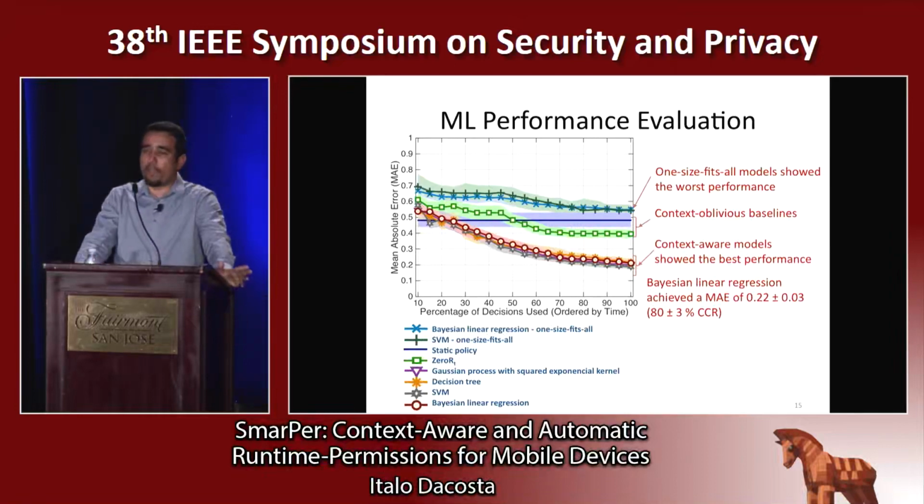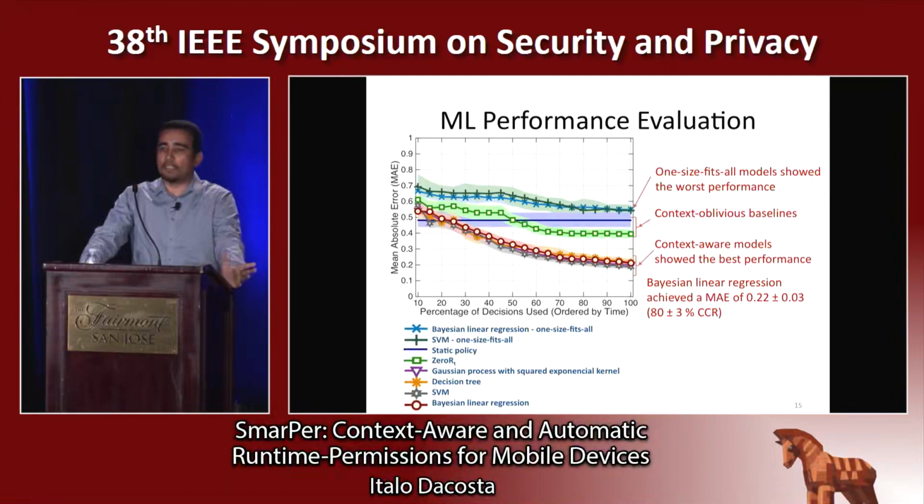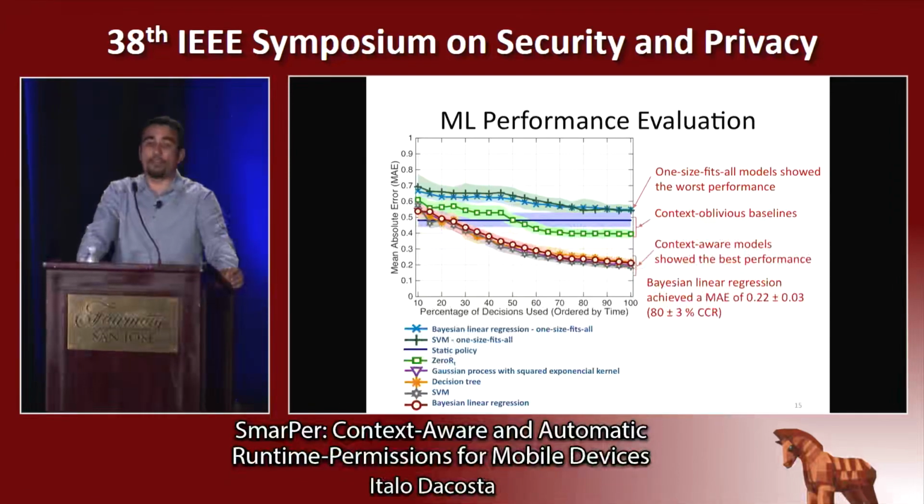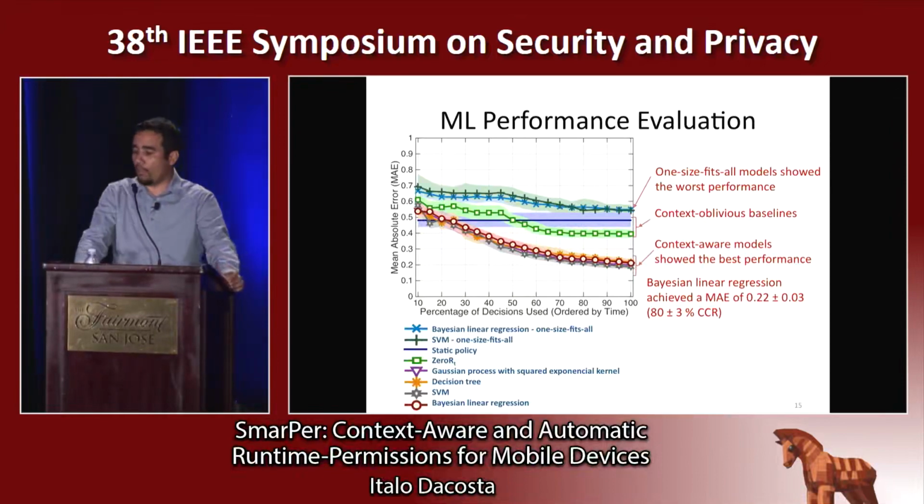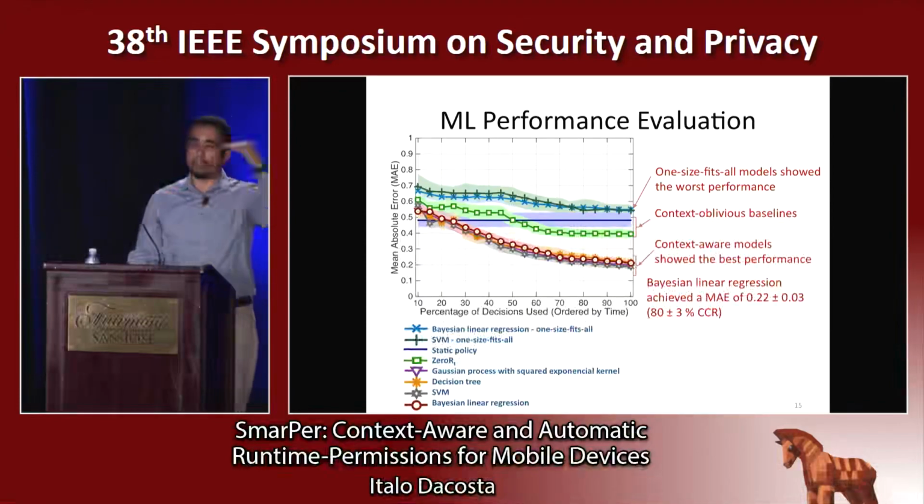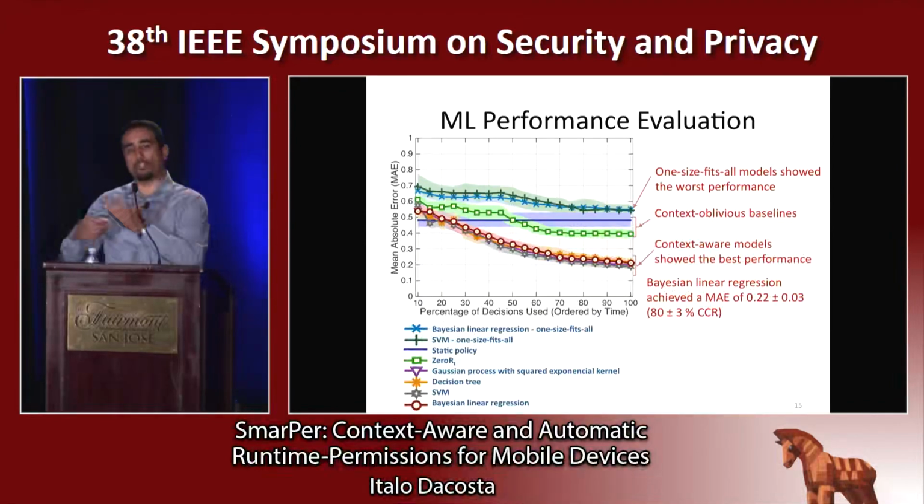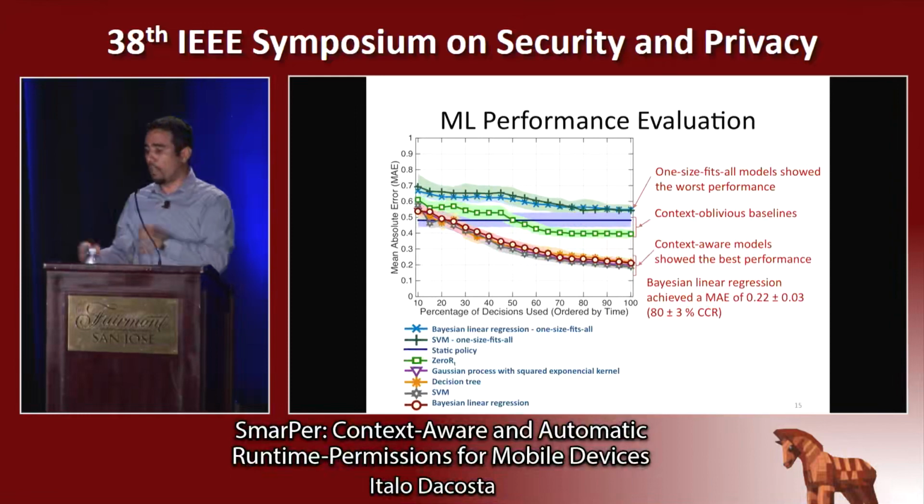And we achieved an error of 0.22, which is approximately 80% CCR, or correct classification rate. This is great because we show that even with a simple model, we can predict quite accurately decisions of the users, even with a small amount of data. And we can see from the trend of the plot that even if we have more training data, we could achieve even more accuracy.